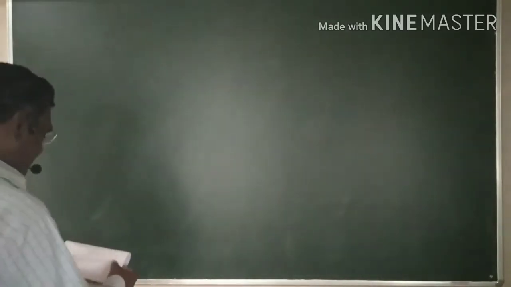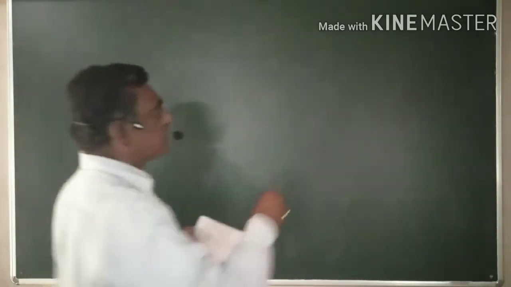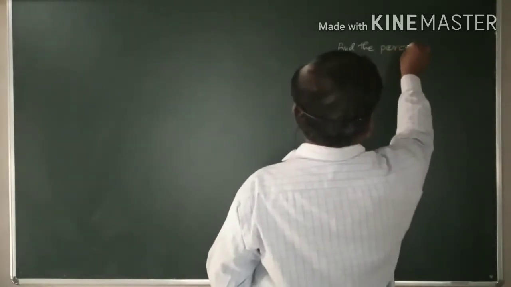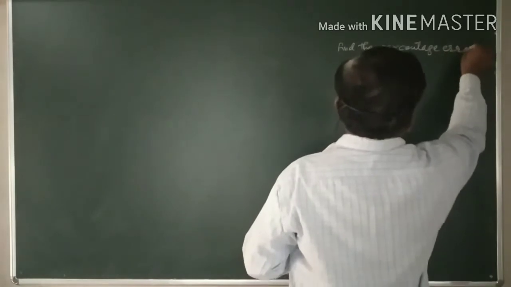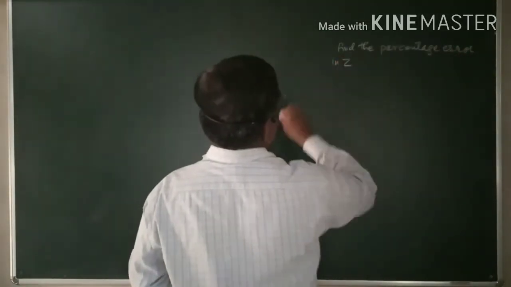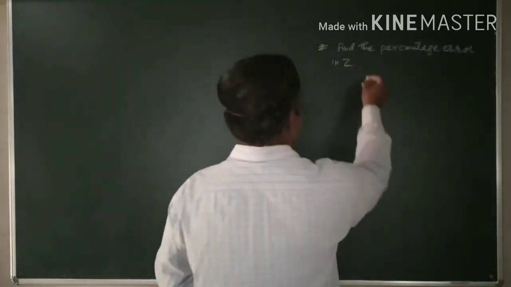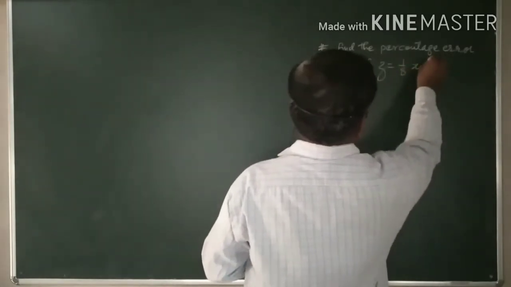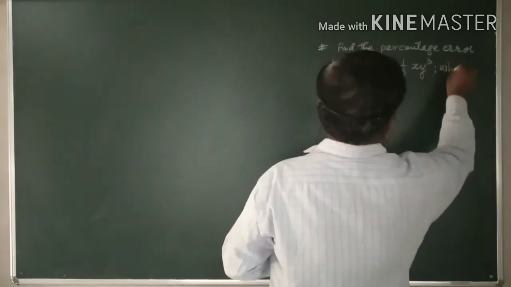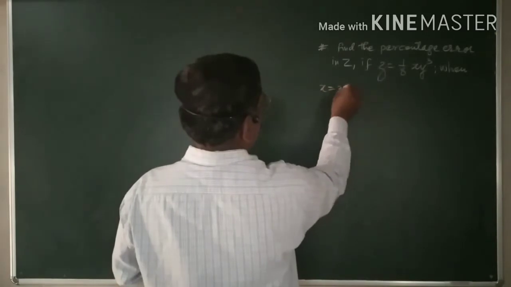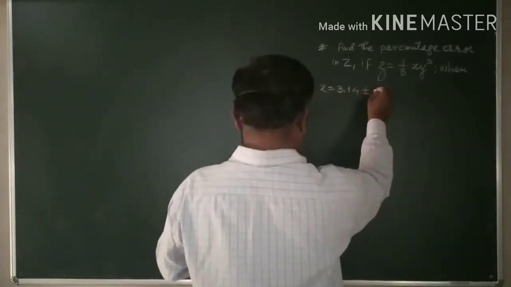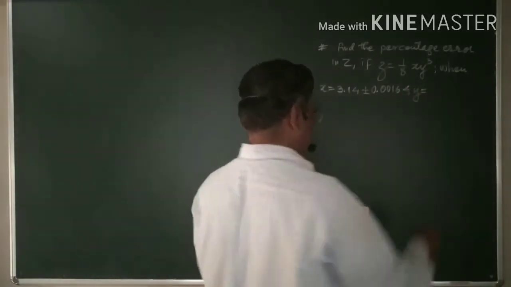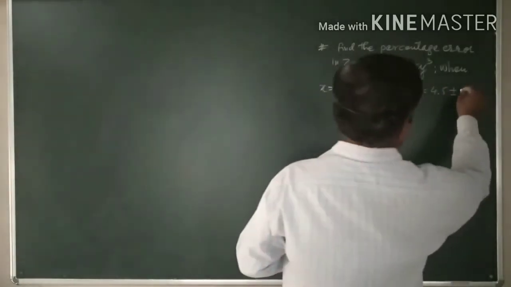Let us consider an example to illustrate it. Find the percentage error in Z. Find the percentage error in Z if Z is equal to 1 over 8 x y cube, when x is equal to 3.14 plus or minus 0.0016 and y is equal to 4.5 plus or minus 0.05.